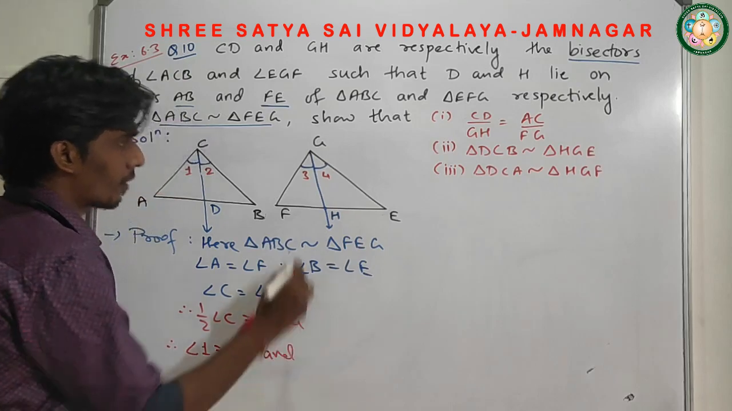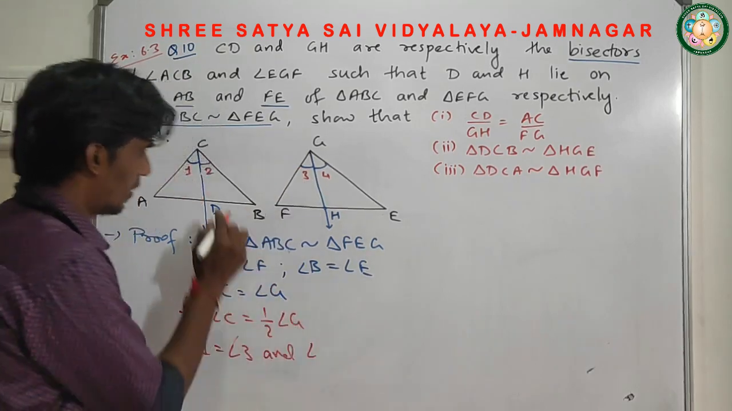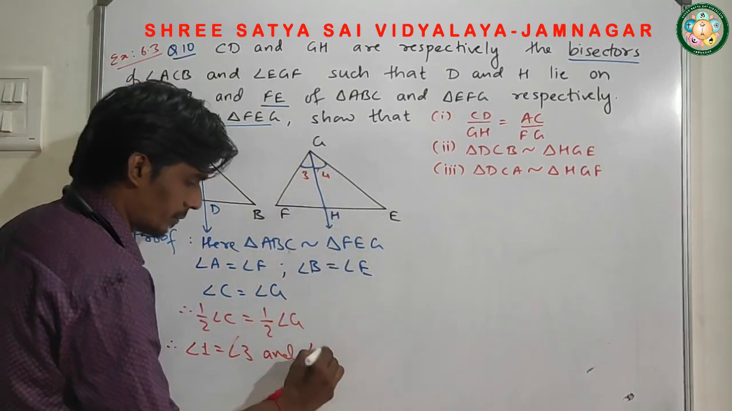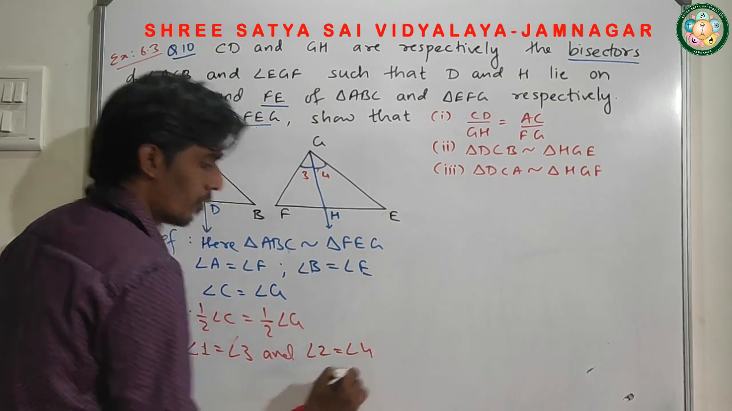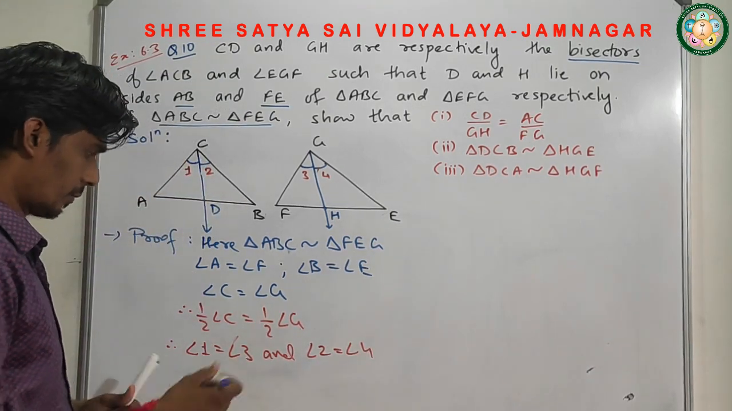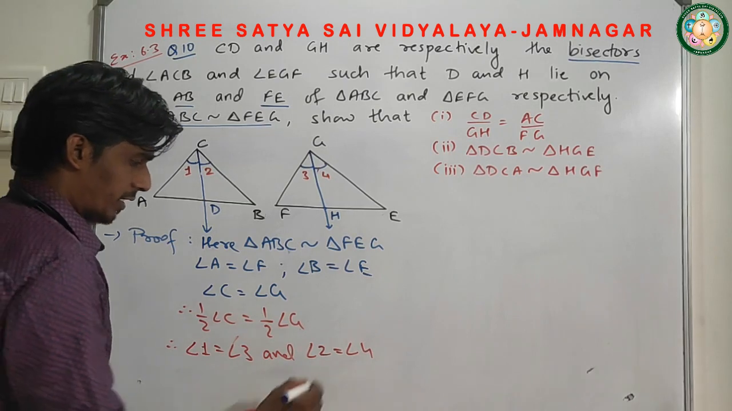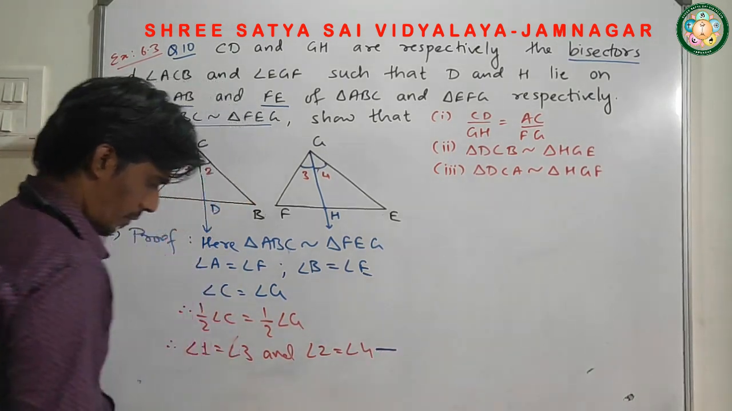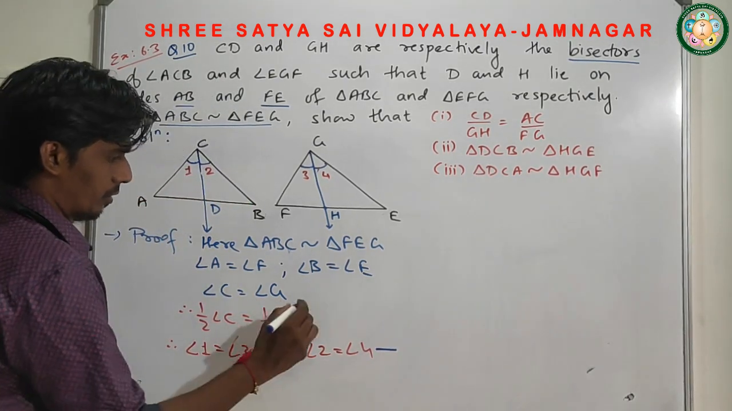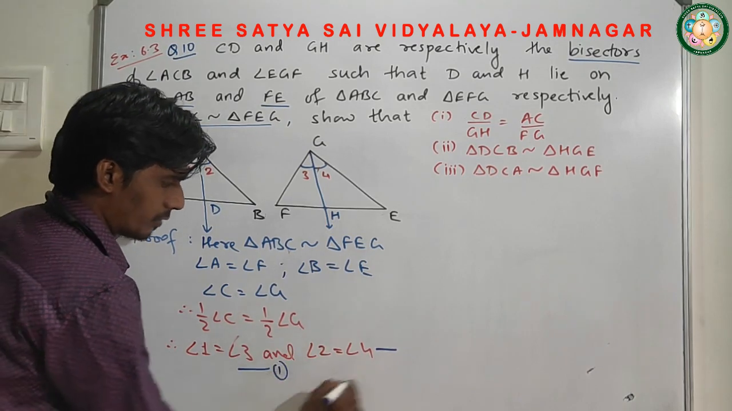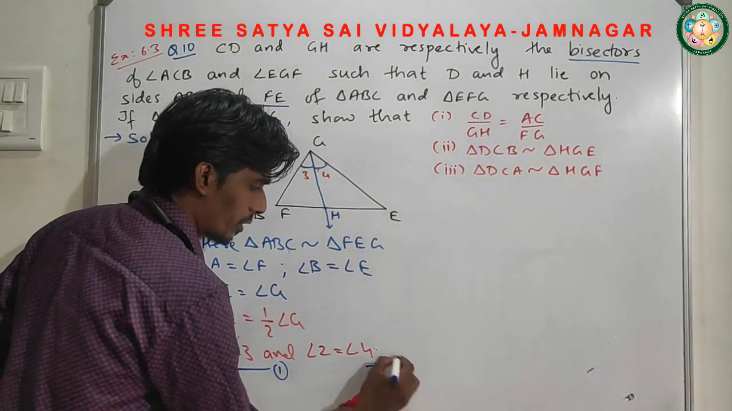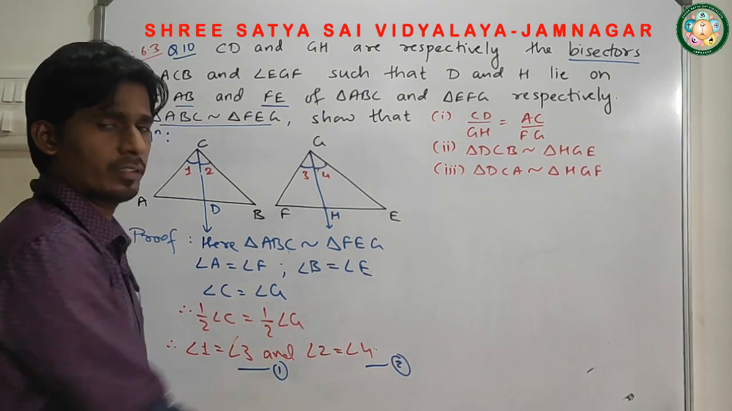And also angle 2 is equal to angle 4. So say this is equation 1 and this is equation 2. This is condition 1 and 2.